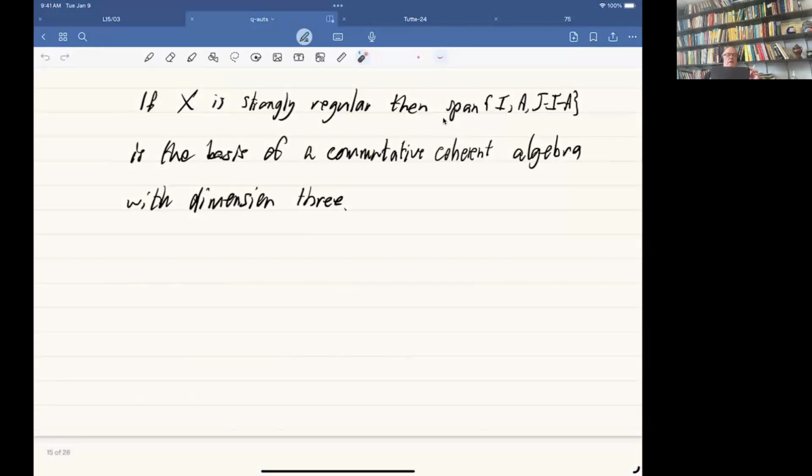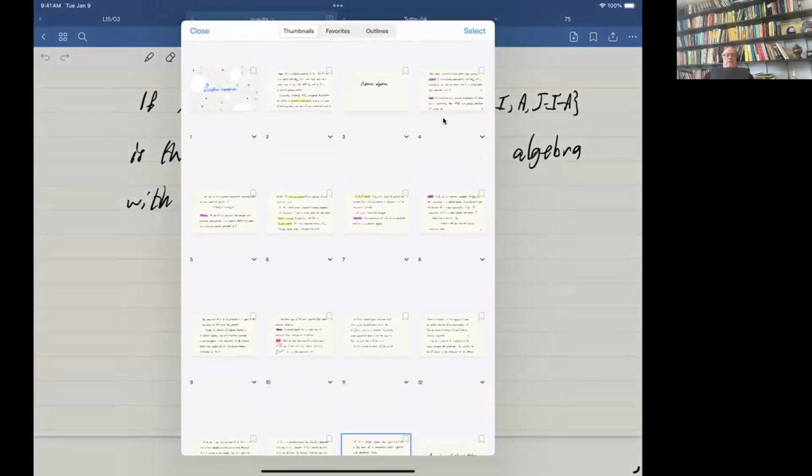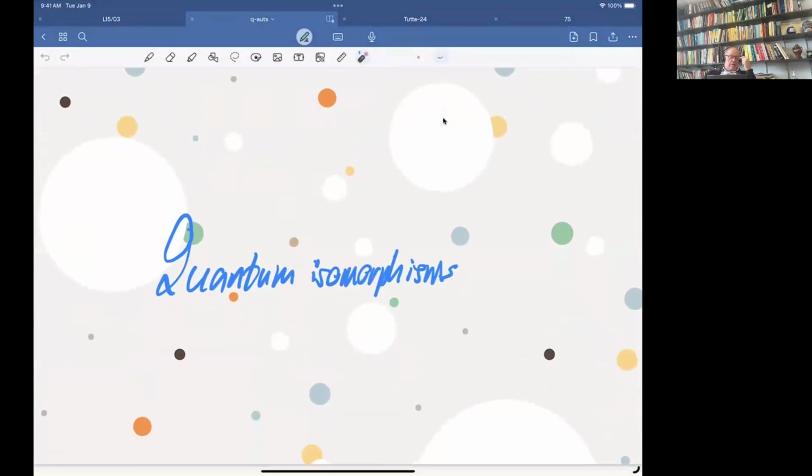So that's quantum Kochliks. Oh, we can get one step more. So I want to start talking about quantum isomorphisms.